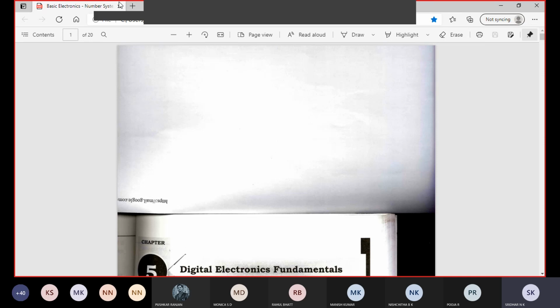This is one more law, that is, distributive law.